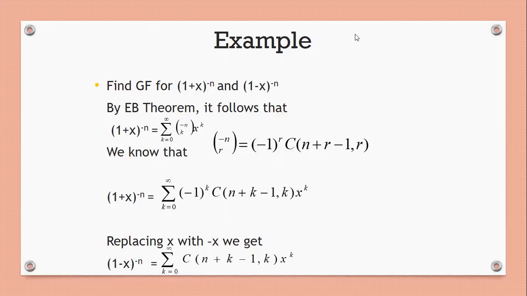Good afternoon. In the earlier class, I asked you to solve these examples. Find the generating function for (1 plus x) whole power minus n and (1 minus x) whole power minus n. And we studied the concept of extended binomial theorem and extended binomial coefficient. So with the help of the example, let's solve these two problems. The first one was (1 plus x) whole power minus n.